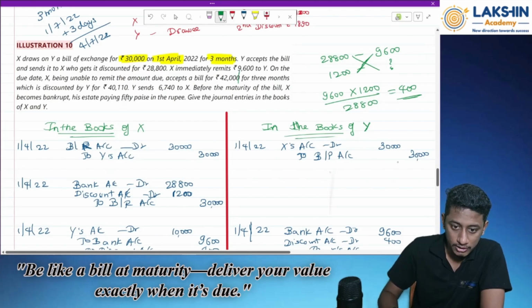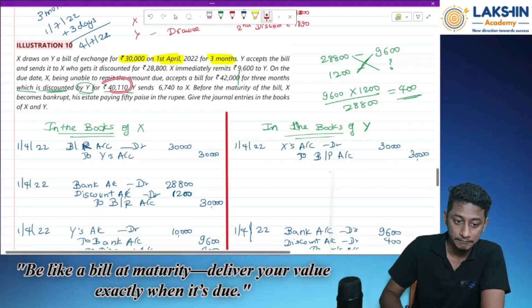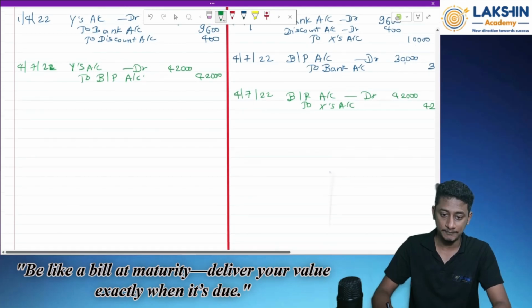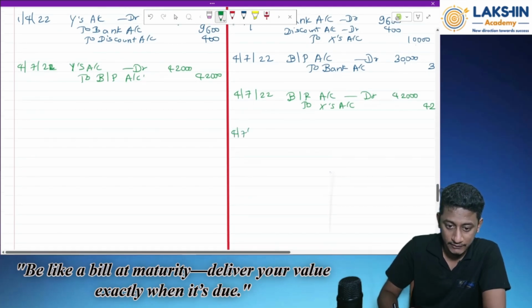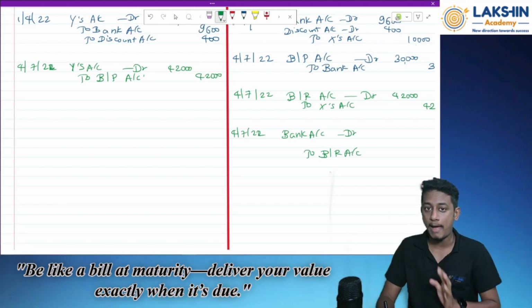Okay. So till here we were done. Which was discounted by Y for rupees 40,110 for 40,000. So in the books of Y, pass the bill discounting entry. On the same date, 4/7/22, he has discounted the bill. So he has received the money from the bank for the discounting. Bank account debited. To bills receivable is out of my books because I am giving the bill to the bank now.